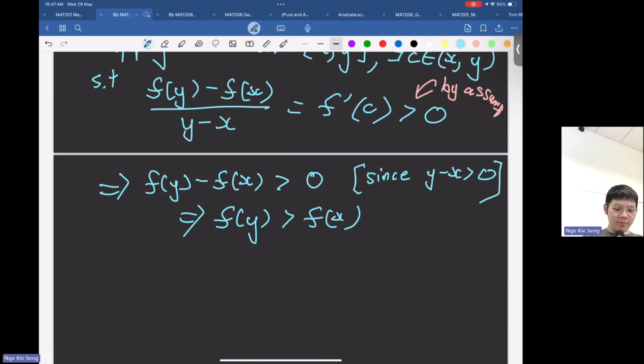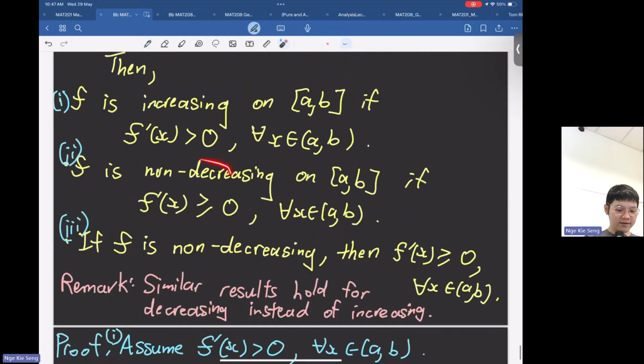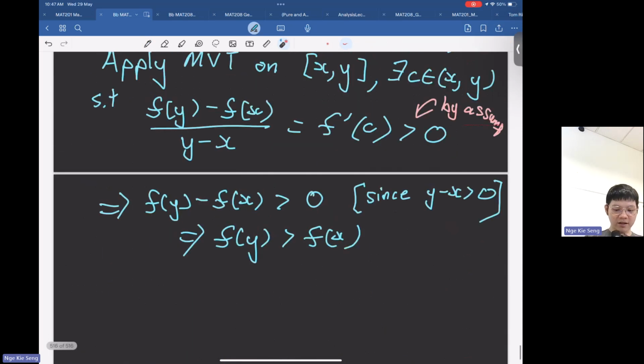Okay, so part 2 is similar. For part 2, you can see that it's similar. If f prime x is greater or equal to 0, then this part here, f prime c, is greater or equal to 0. And then in the end, you will get all the greater or equal signs. Okay, this is part 2. Does it make sense? Part 2 is the same calculation with a different condition on the derivative, replacing strictly greater with greater or equal to. Okay, so part 2.